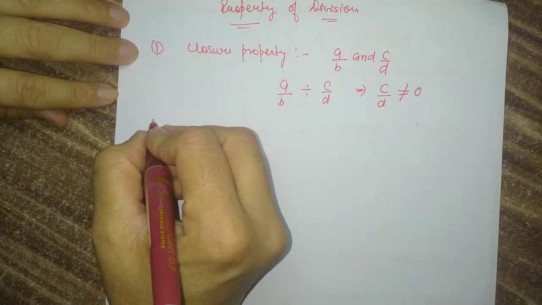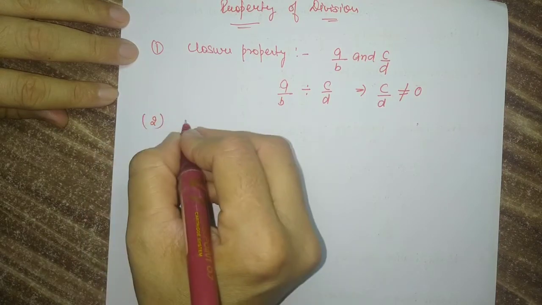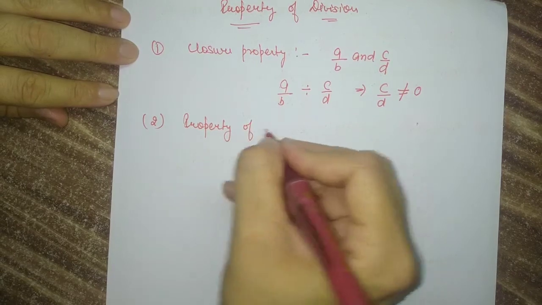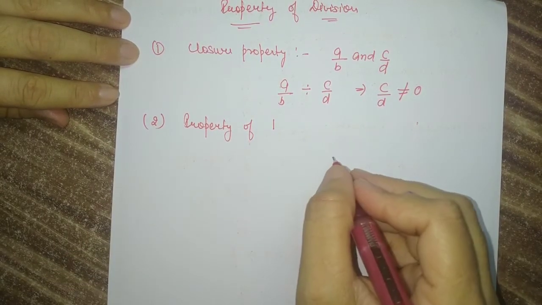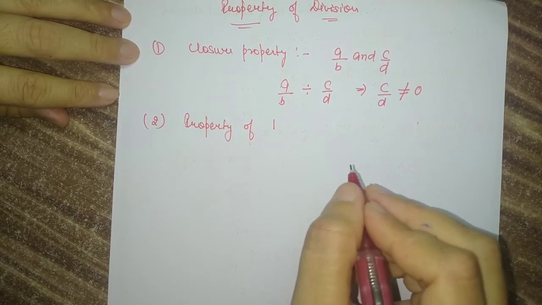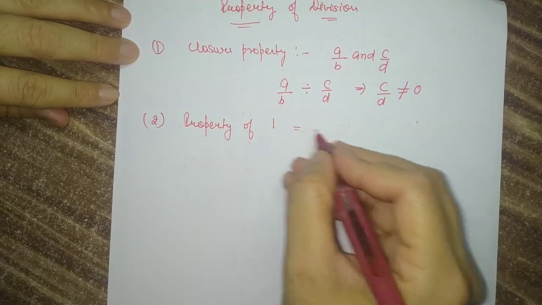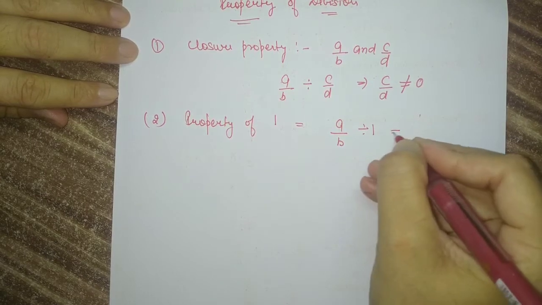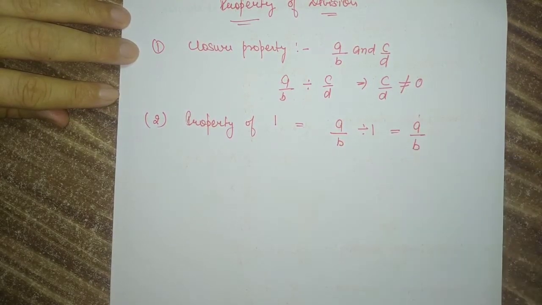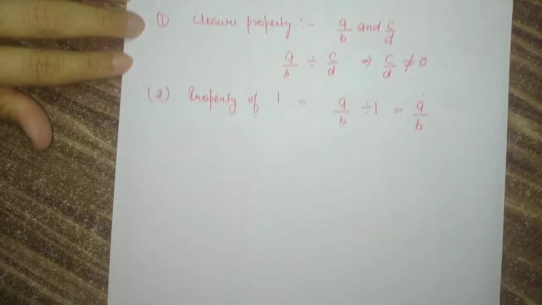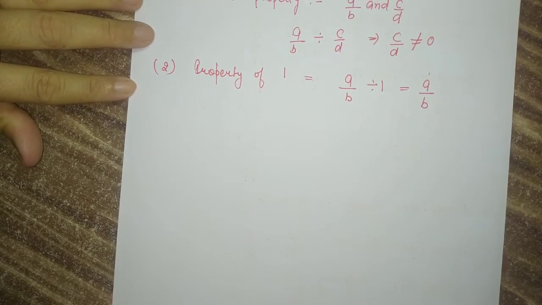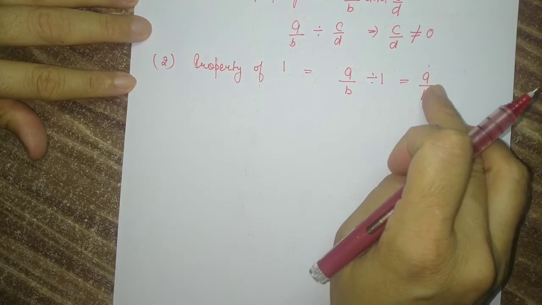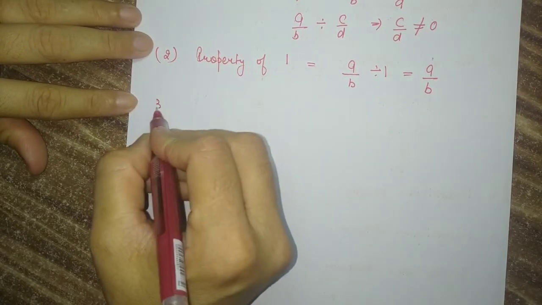Now after that, the property of 1. Property of 1 means for every rational number, for example, we have the rational number A upon B, divided by 1, then the answer is the number itself. I repeat again, in case of property of 1, any rational number divided by 1, the answer is the rational number itself.